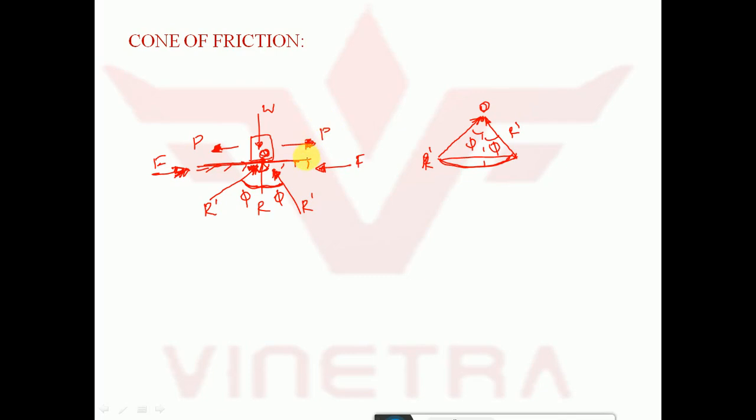Because of the application of the same force on the right hand side or left hand side, there is an equal development of this R dash having the same magnitude and the same angle of friction. So if I draw that, it will look like a cone, with this O as a vertex. This itself is called a cone of friction.